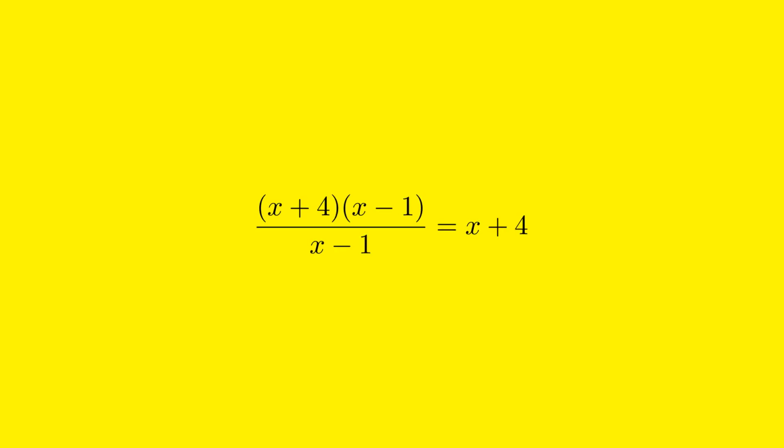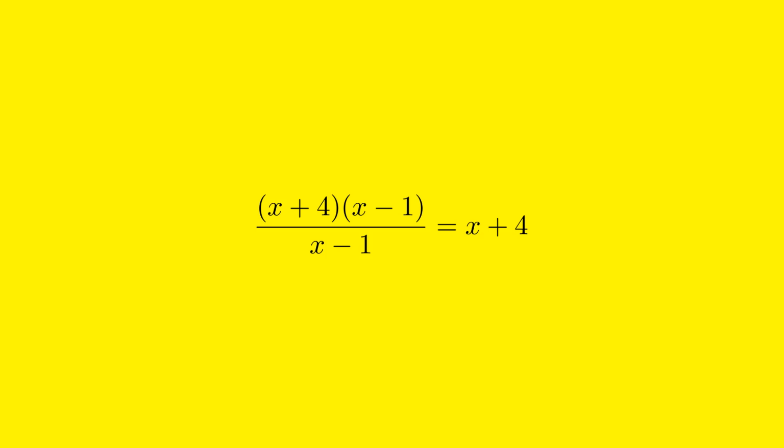In the second step, we simplify the fraction by canceling out common factors in the numerator and the denominator. We have the expression (x plus 4)(x minus 1) over (x minus 1). The factor x minus 1 appears in both the numerator and the denominator. Since any non-zero number divided by itself is 1, we can cancel out x minus 1 from both the numerator and the denominator. This leaves us with the simplified expression x plus 4. This is the final step.